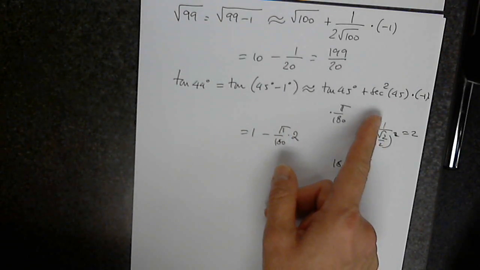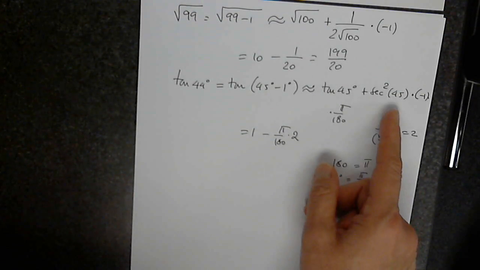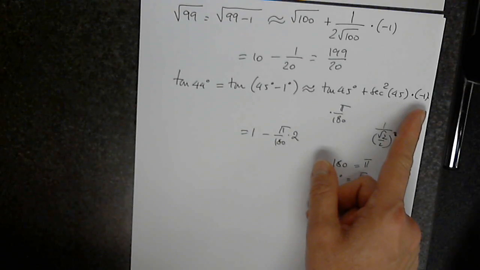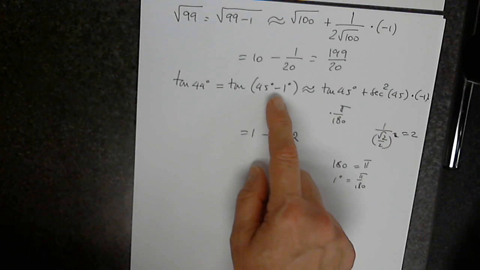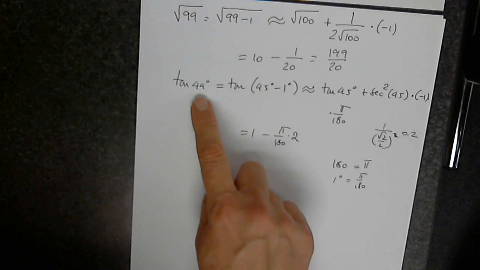F prime, tangent prime is secant squared. Well, it's supposed to be 1, right? The tangent 44 that you put in was not in degrees.